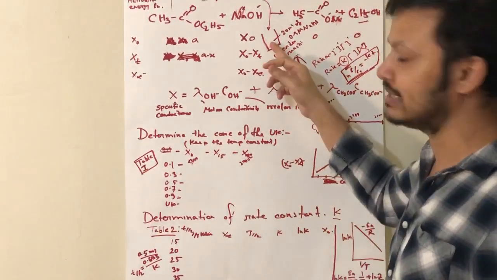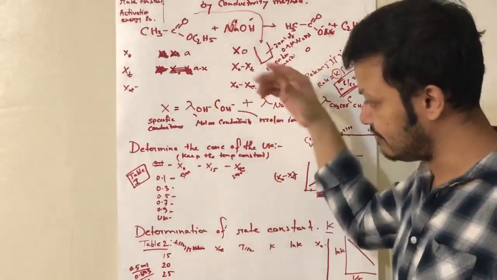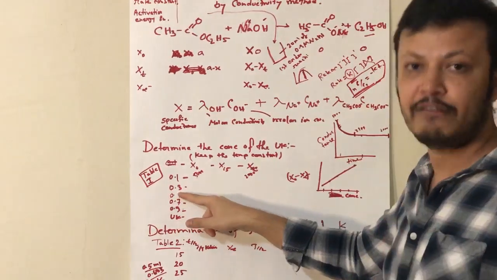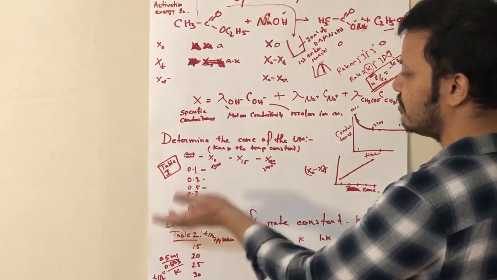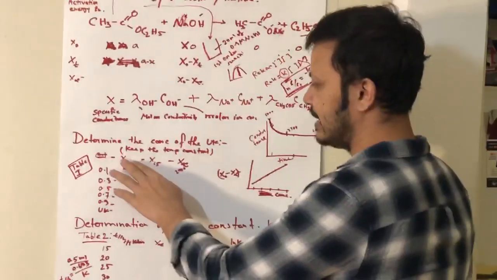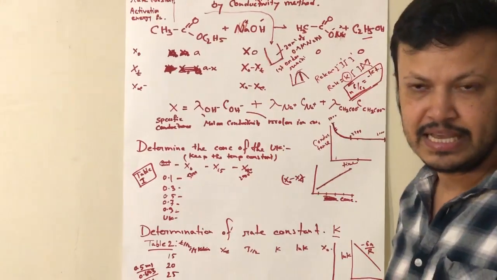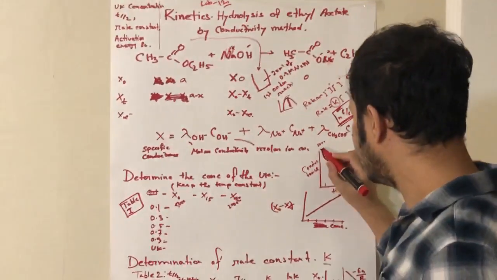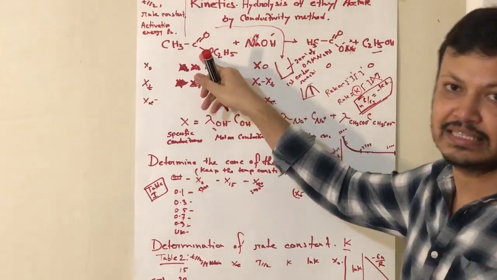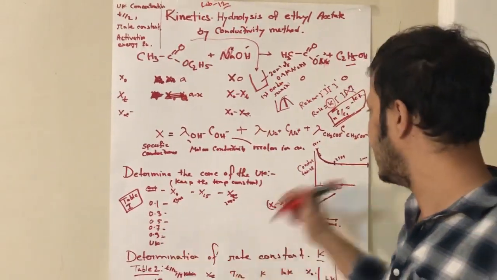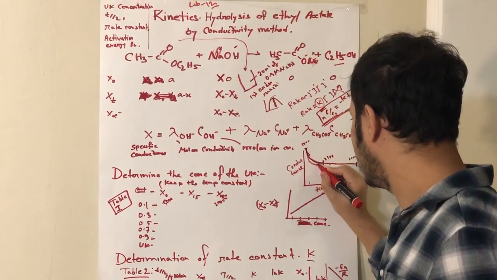Then you have another, second test tube. On the second test tube you are going to do the same thing, but this time you are going to add 0.3 ml. Then you are going to get x naught and x infinity. What will happen for the x infinity? Since the amount of ethyl acetate is more than the first one, this reaction will go a little down, isn't it?